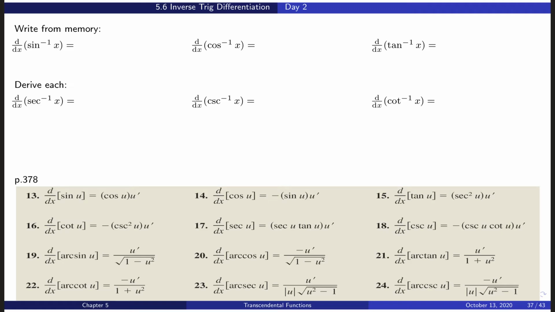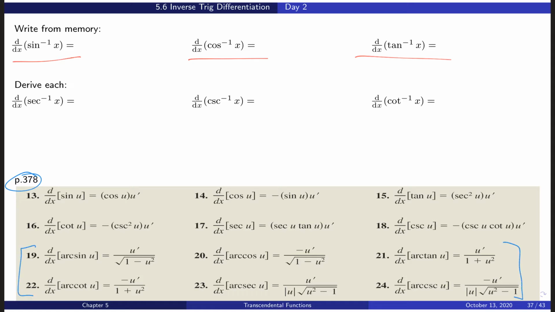So here are the notes for day 49. It's a continuation of inverse trig differentiation. Last time we derived these three formulas: 1, 2, 3. This time we'll derive one more, and then I think you can figure out the pattern for the final two. But if you look at the bottom, all of these formulas that you need to get memorized are on page 378 of your book.